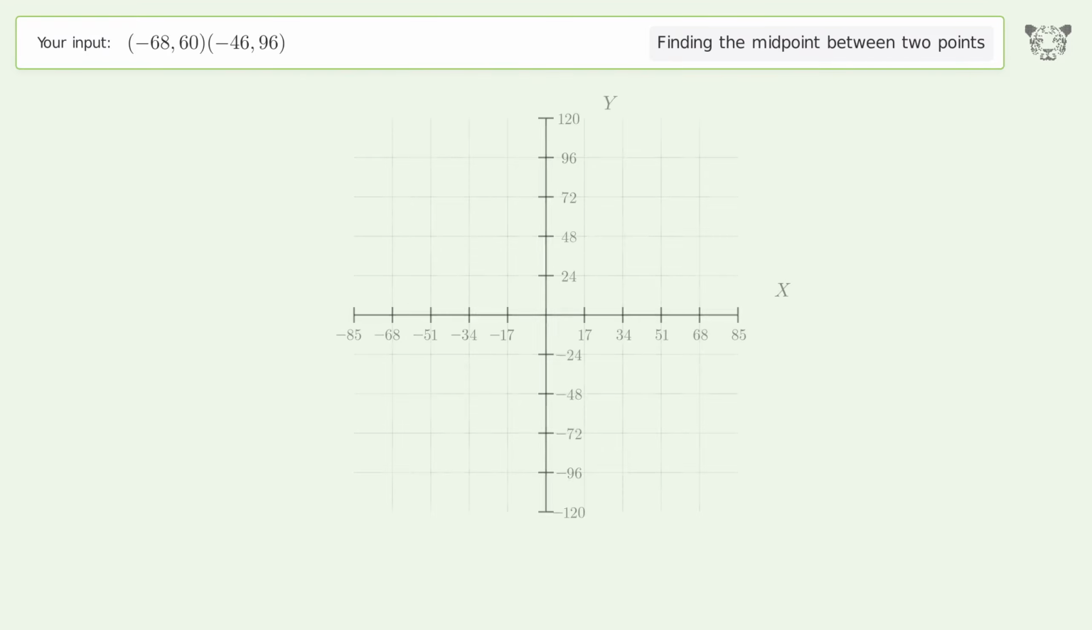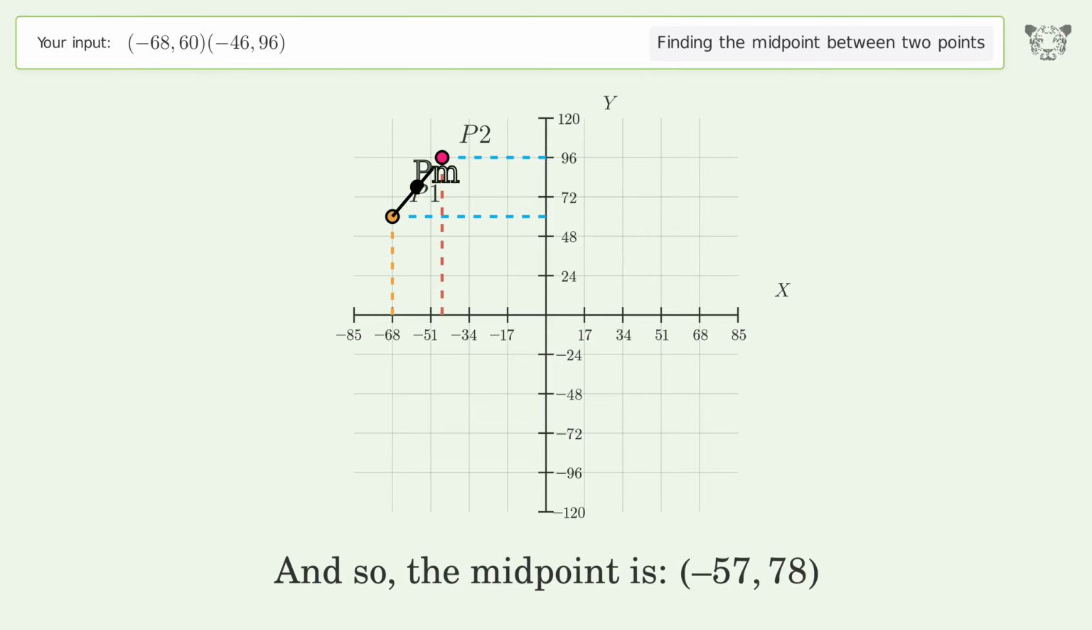And so, the midpoint is negative 57, 78.